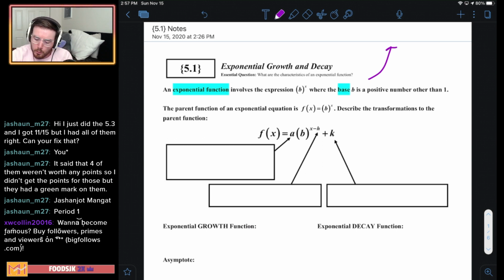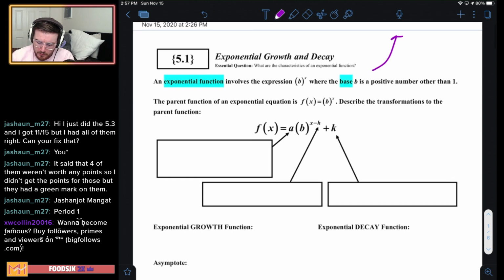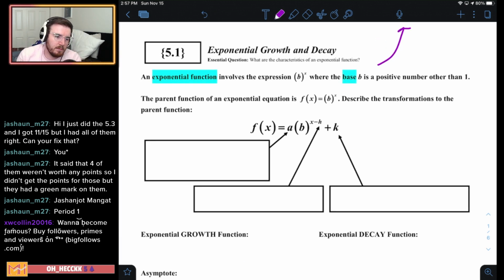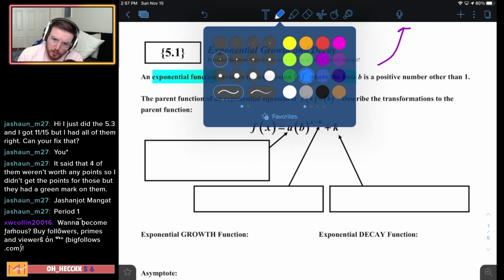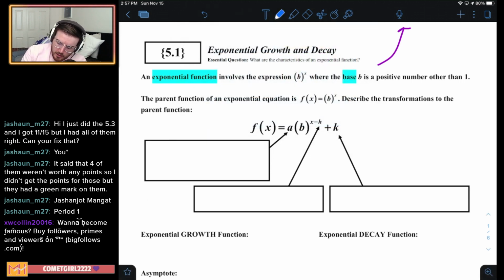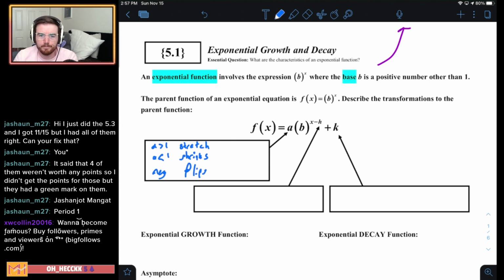So we're looking at the graphs of exponential functions today, and you guessed it, a lot of the same stuff is true. When you've got something that is bigger than 1, it stretches. When you've got something that's less than 1, it shrinks. When you have a negative, it flips. Okay?